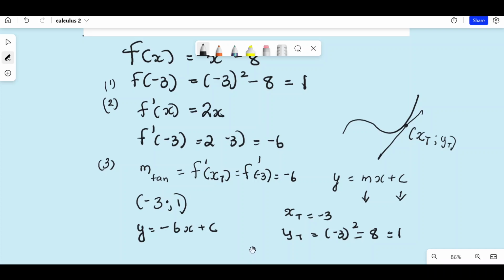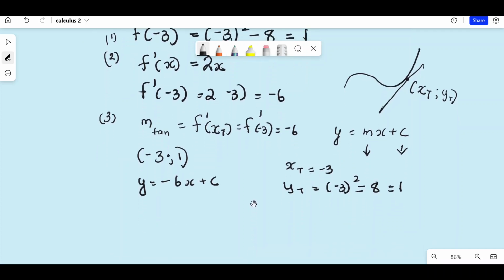To find c, you substitute the only one point, which is (xt, yt), in the equation. So yt is 1 now: 1 equals negative 6 times negative 3 plus c. Therefore, c equals 1 minus 18, so it's negative 17. Therefore, the equation of the tangent is y equals negative 6x minus 17. That is the equation of the tangent.